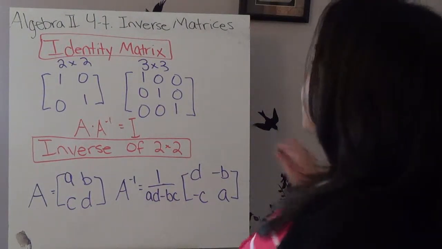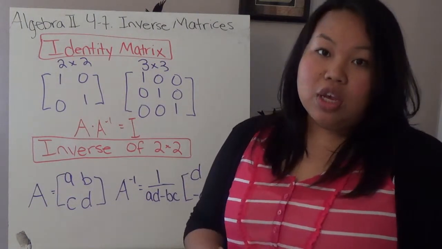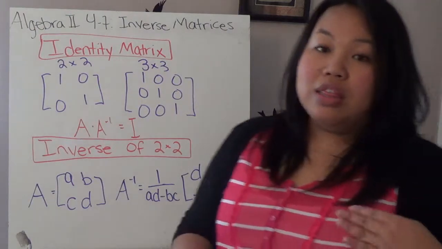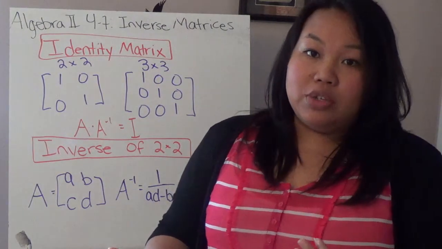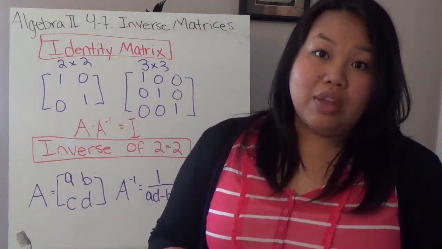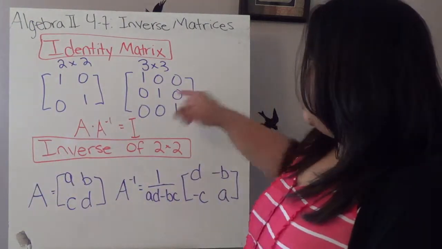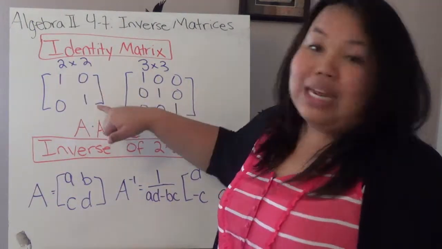Algebra 2, section 4.7 deals with inverse matrices. So basically we're trying to find the inverse of a matrix so that when you multiply them together, you get the identity, which is a 1 down the diagonal.